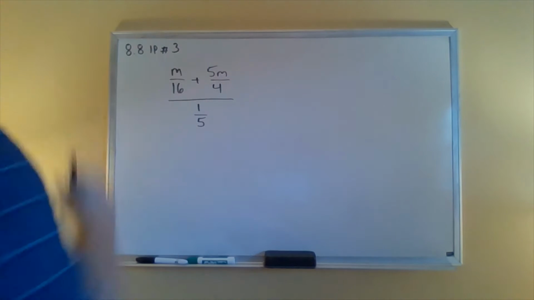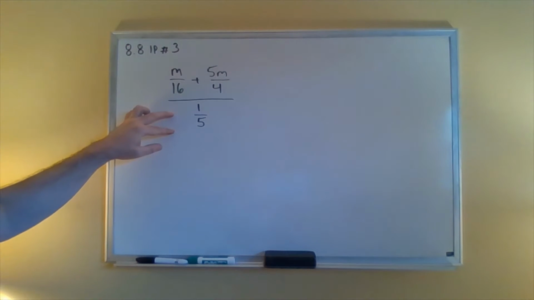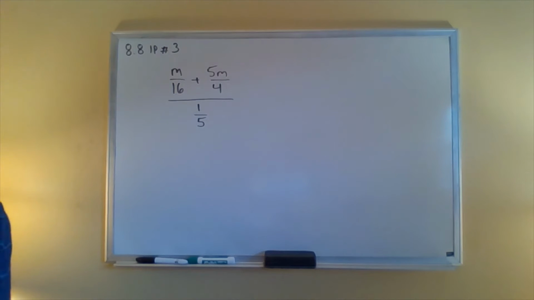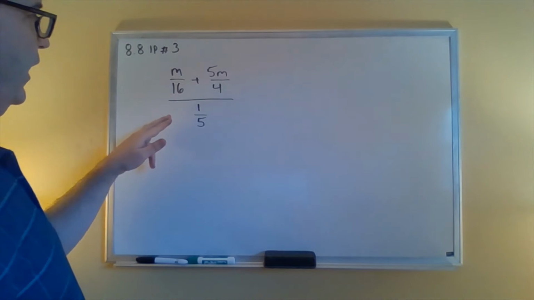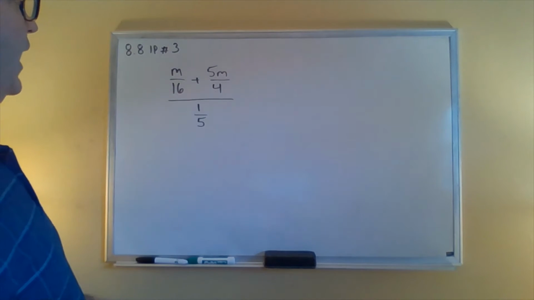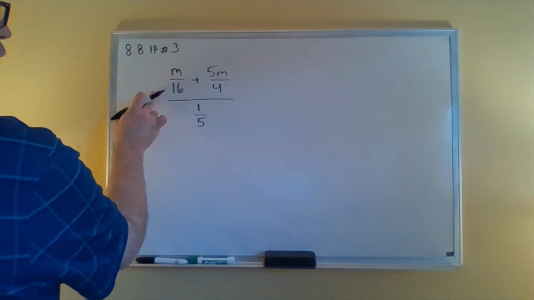And number 3, I'm given the complex fraction m over 16 plus 5m over 4, all that over 1 over 5. Step 1 is to make sure I have a single fraction in both my denominator and my numerator. Currently I only have that in the denominator, so I need to combine these two terms up here in the numerator.